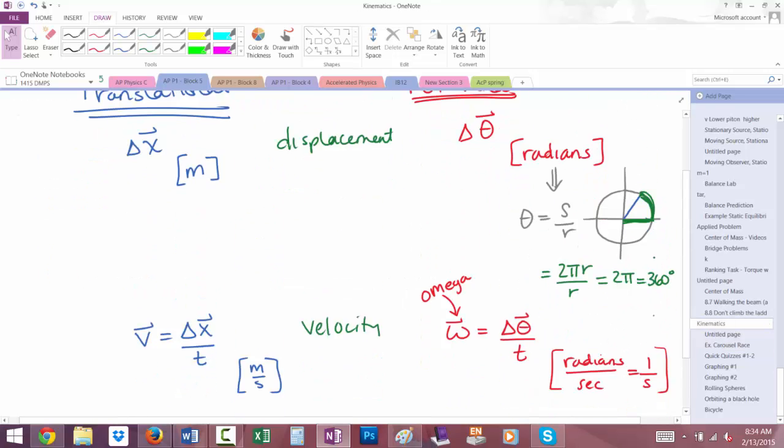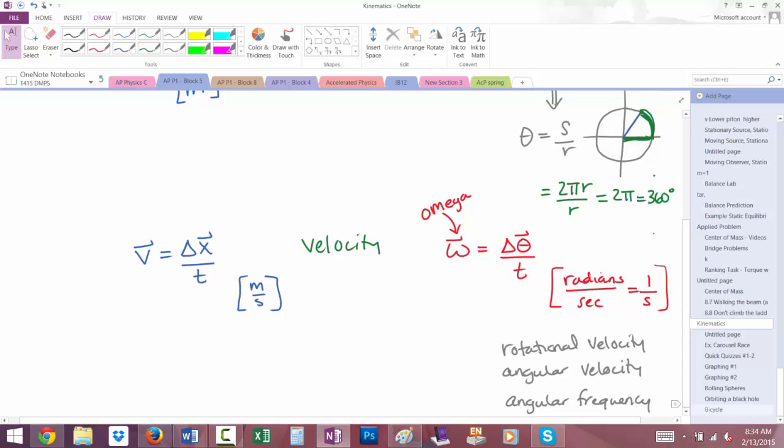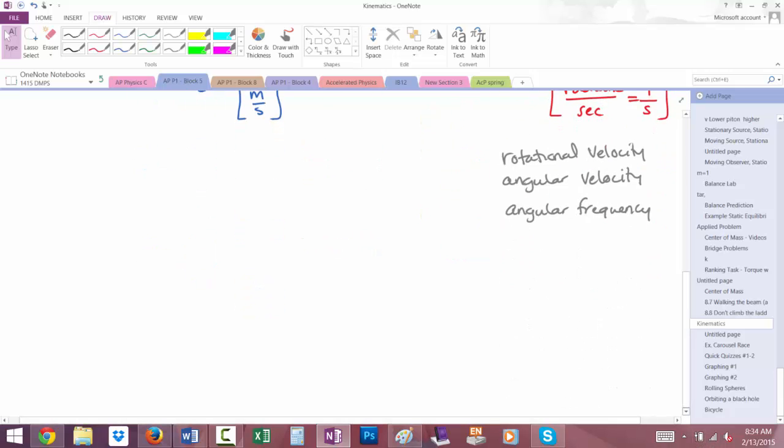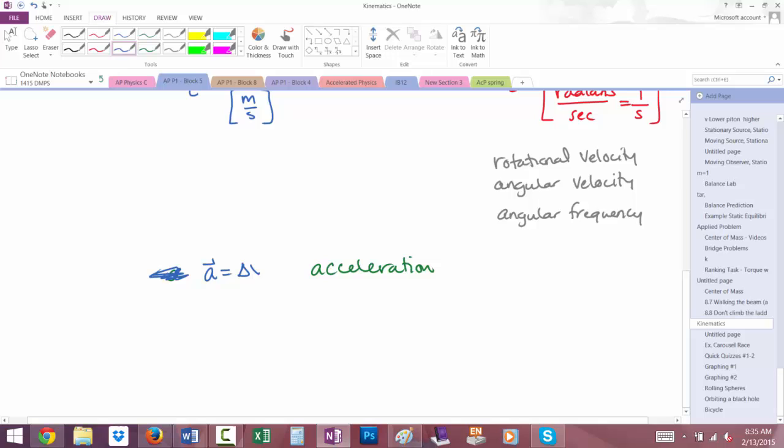So, we did displacement. We talked about velocity. What do you anticipate may come next? Acceleration. Oh, you guys are so good. And the concept of acceleration is really not that hard, right? We understand that acceleration for translational motion... Acceleration is what? Change in velocity over time. We know that.